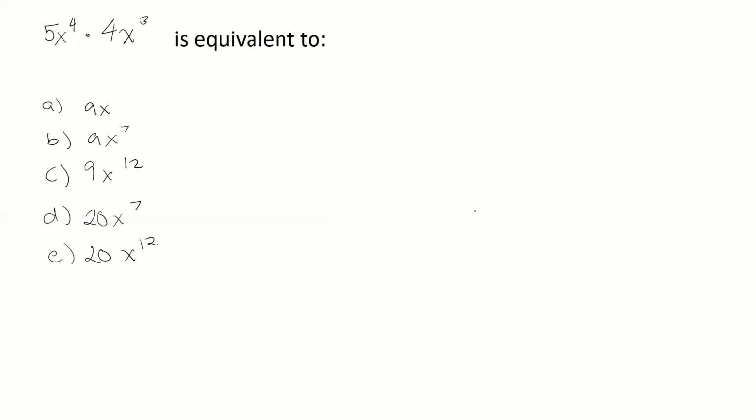All right. Next one, 5x to the 4th times 4x to the 3rd is equivalent to, and there's a whole bunch of answers that it could be. This is an exponent rule type of problem, and these are honestly freebies if you know the rules. In this case, they're testing the rule that has to do with exponents multiplying with other exponents. So I'm just going to write that here.